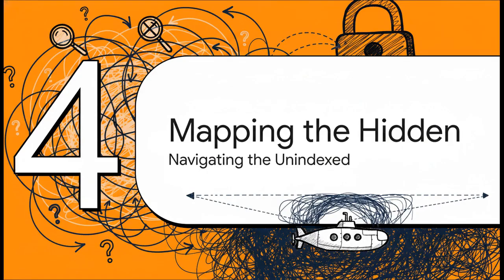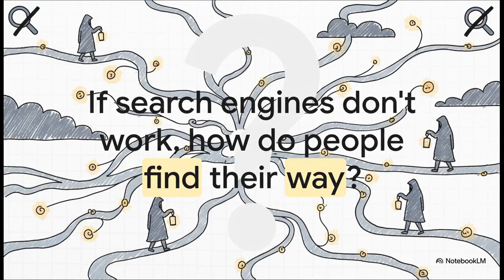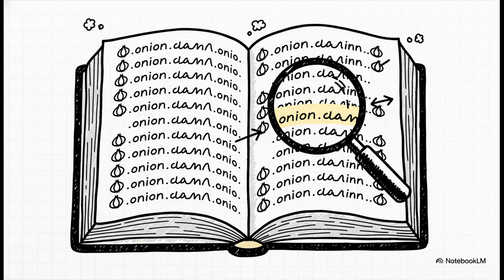So this brings us to a really practical question. If it's not indexed by Google, how in the world does anyone find anything? Let's take a look at how people actually get around in these hidden spaces. Right, so if there's no Google for the dark web, how does it work? Are people just kind of stumbling around in the dark, hoping they land on the right page? Well, not exactly. The answer is directories.